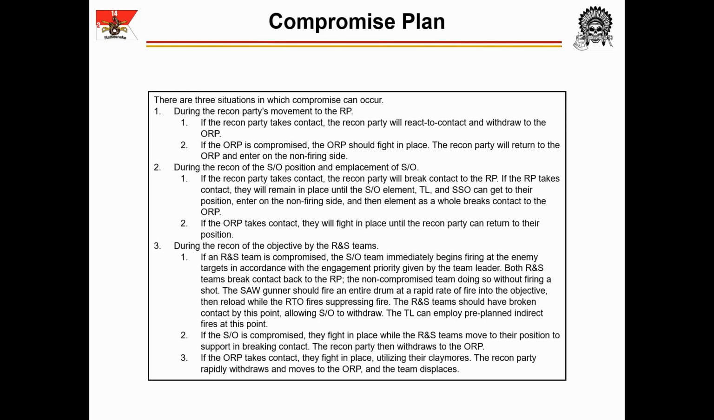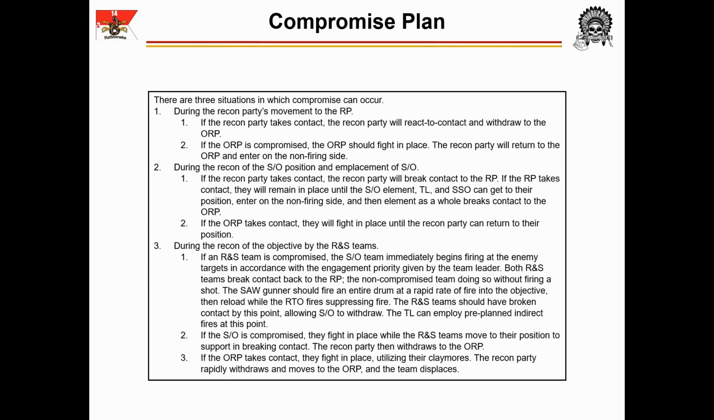The second instance of contact that can occur during the recon of the objective by the RNS teams is if the S&O is compromised. In this case, they will fight in place while the RNS teams move to their position to support in breaking contact. The recon party then withdraws to the ORP. If the ORP takes contact, they fight in place utilizing their claymores. The recon party rapidly withdraws and moves to the ORP, and the team displaces.